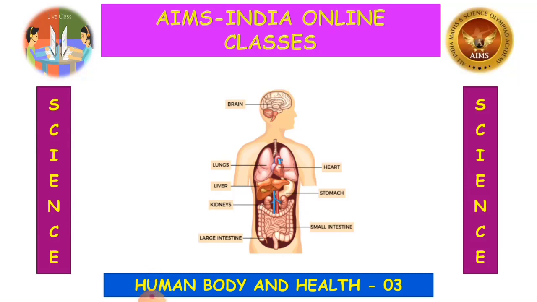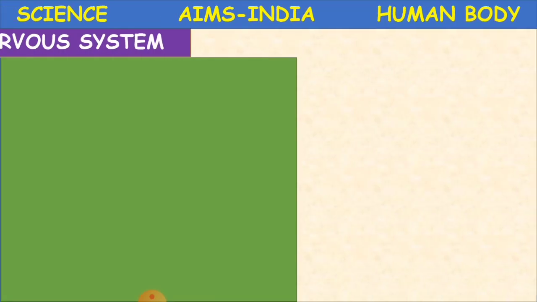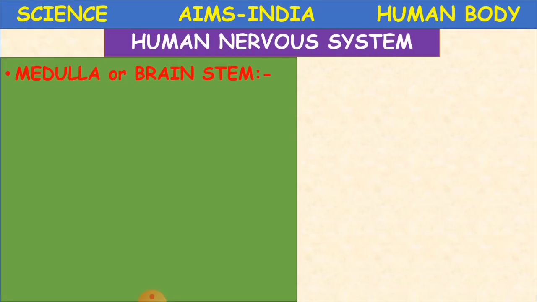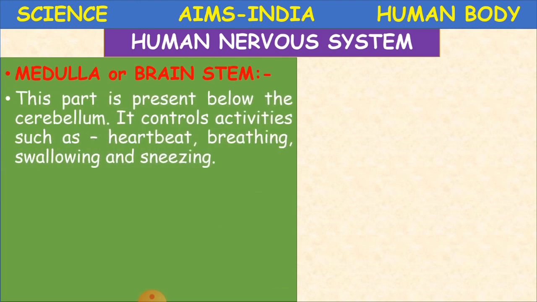So today from our science subject we will be continuing human body and health part 3. Okay children? Yes. So we will be learning about the human nervous system in today's class. As we said, the nervous system contains the brain. Again in the brain we had some parts, like yesterday we learned the cerebrum and other parts.